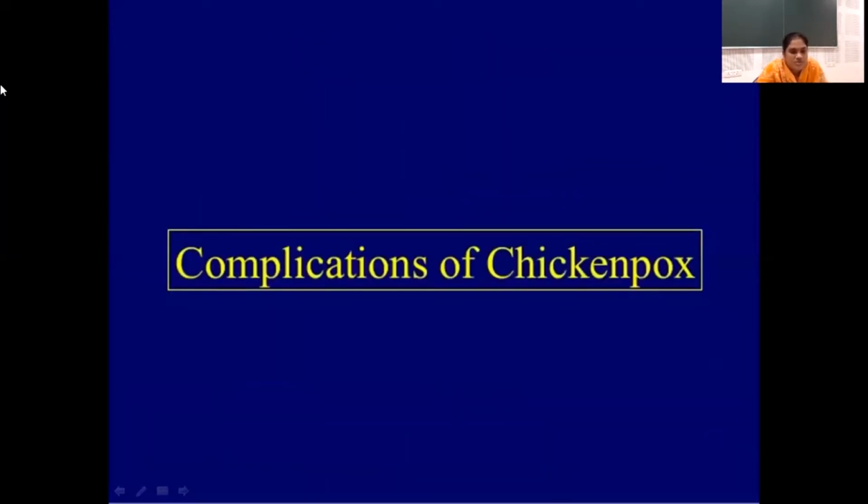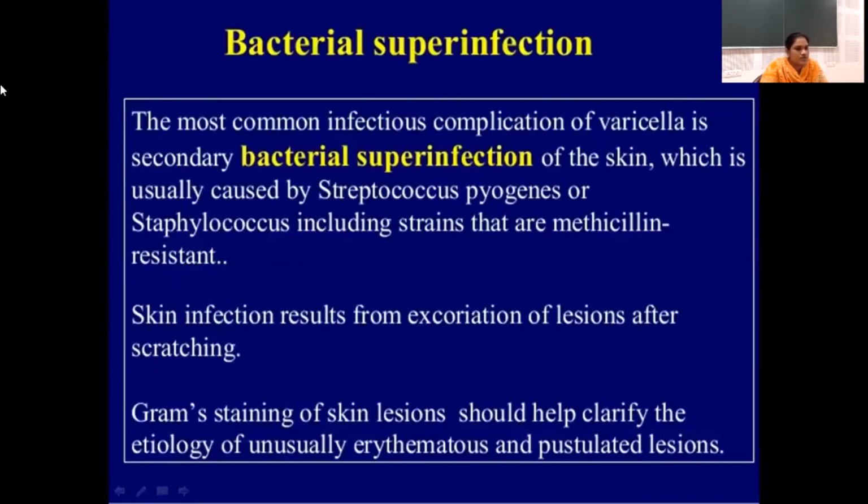Complications of chickenpox. The most common infectious complication is secondary bacterial superinfection of the skin, which is usually caused by streptococcus and methicillin-resistant staphylococcus. The skin infections result from excoriation of the lesions after scratching. Gram staining of the skin should help to clarify the etiology.